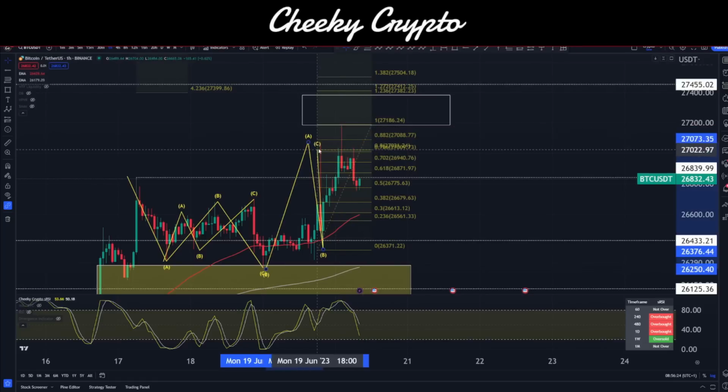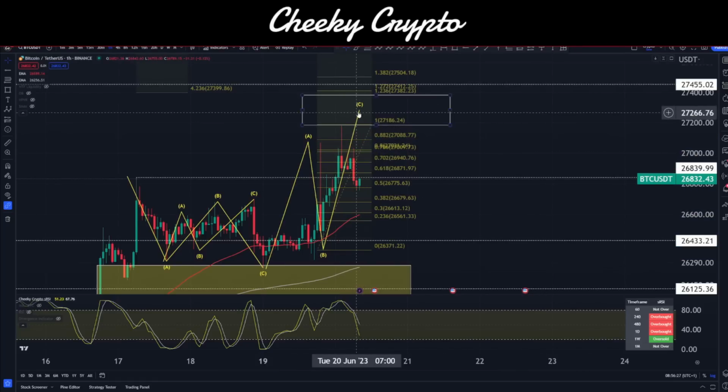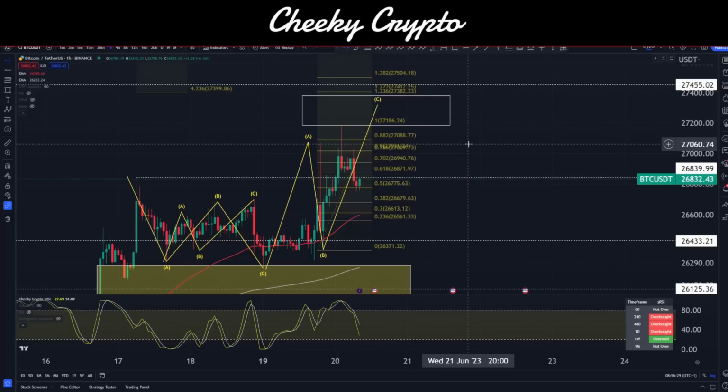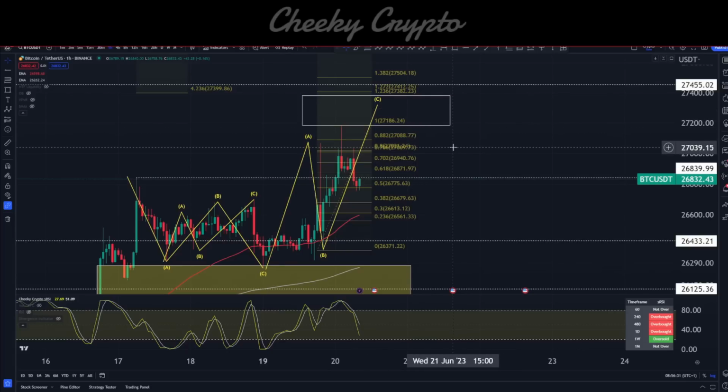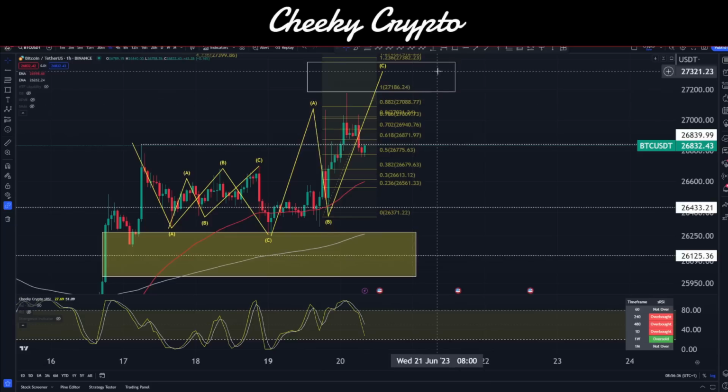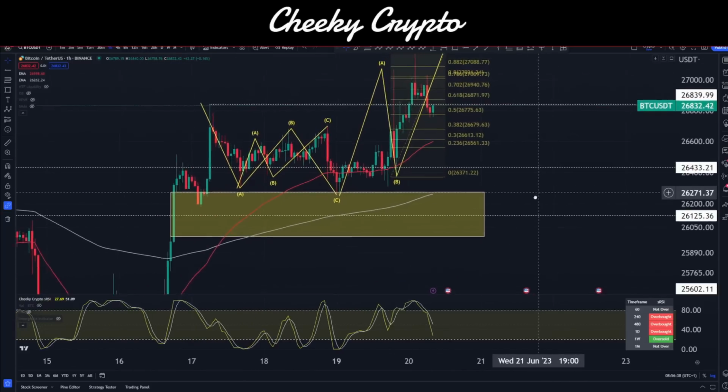Now it doesn't look done yet. I think we've got a little bit more there to go yet. Okay, so I still think there's a little bit more. So we're talking 27,186 to 27,382. That's the likelihood there. And then we kind of look for a reversal at that point and see where that goes.